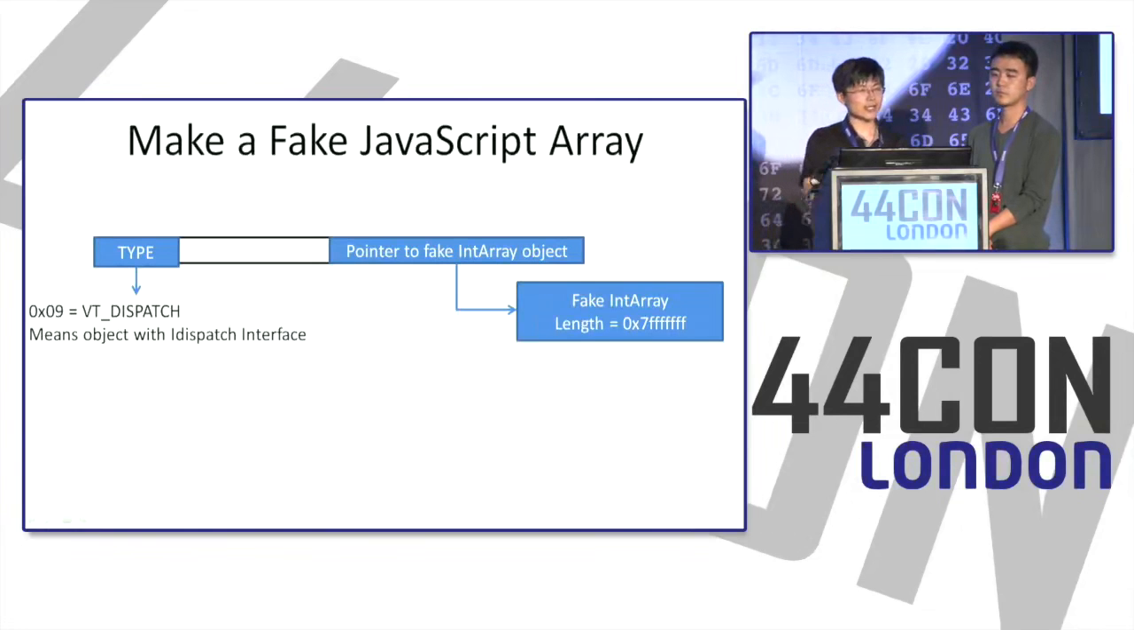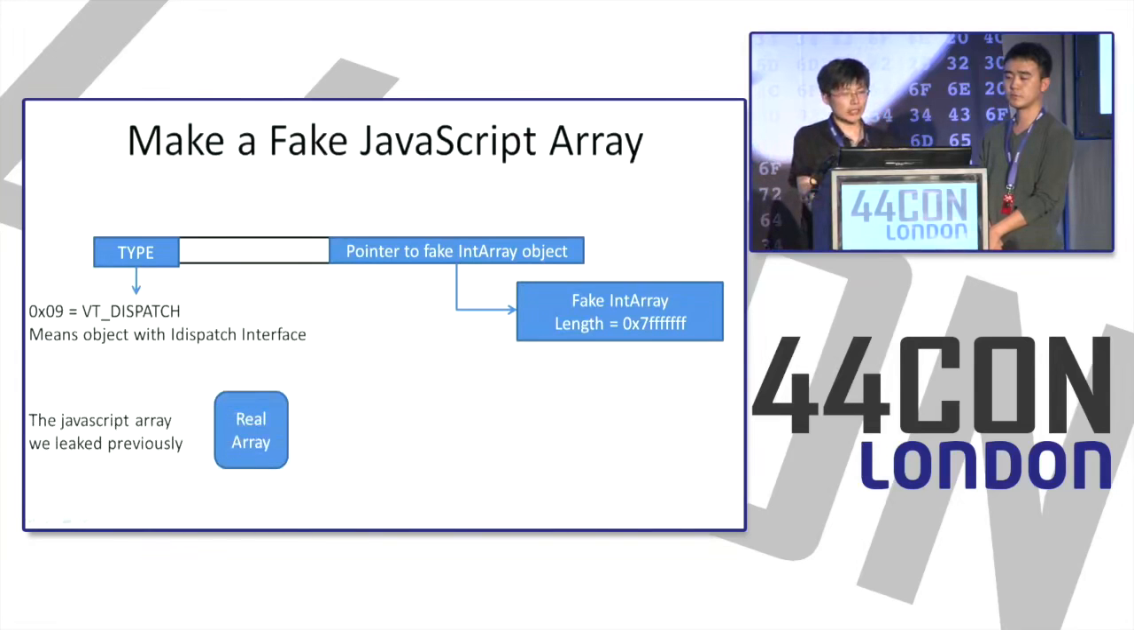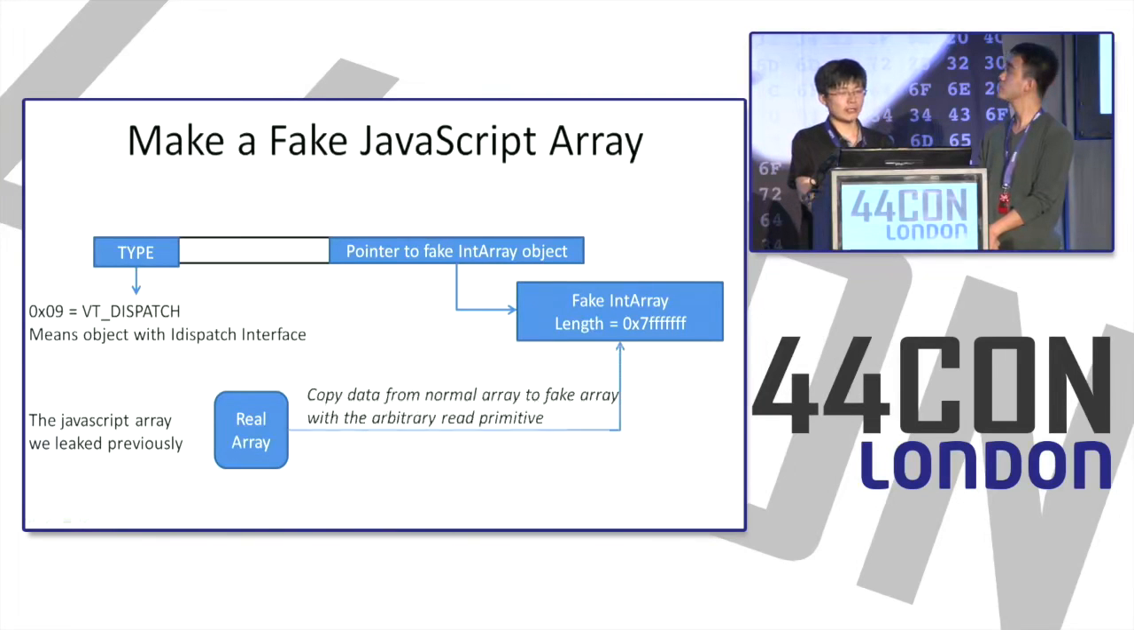So this time we set the type of this variant to be the dispatch object. So it contains a pointer to the object, which is a fake JavaScript array. And we find a real JavaScript array and copy the contents of this real JavaScript array to our fake JavaScript array.